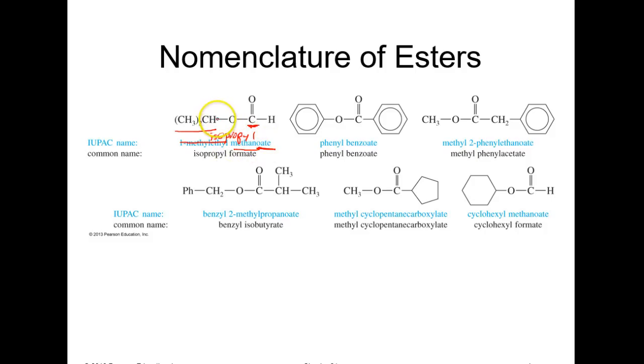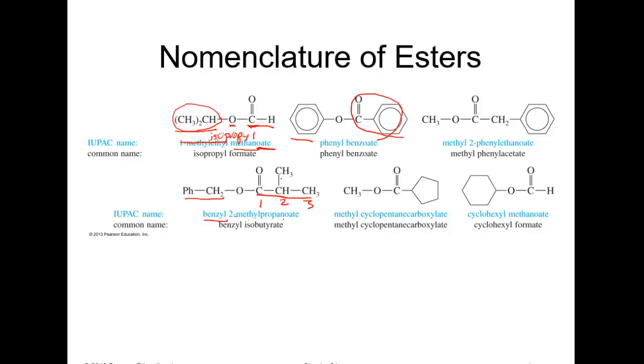So you name the piece that's hanging off of the oxygen first, then you name your parent with an oate at the end. Okay, so this is phenyl benzoate because that's a benzoate part. Okay, this one is an interesting one. This is my parent compound right here. So this is carbon 1, carbon 2, carbon 3. On the second carbon I have a methyl group. So 2-methylpropanoate, and then the benzyl part is the part in front of it. Okay, so that's how you name esters.